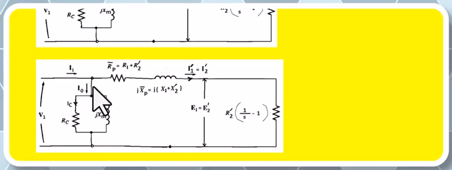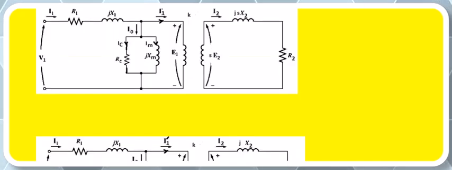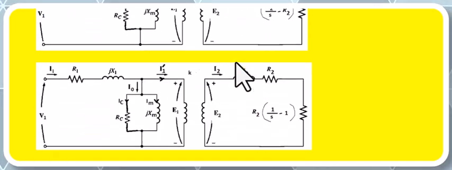If you look, I0 is the vector sum of IC and IM, whereas I1 is the vector sum of I0 and I1 dash. And the final equivalent circuit will come like this.